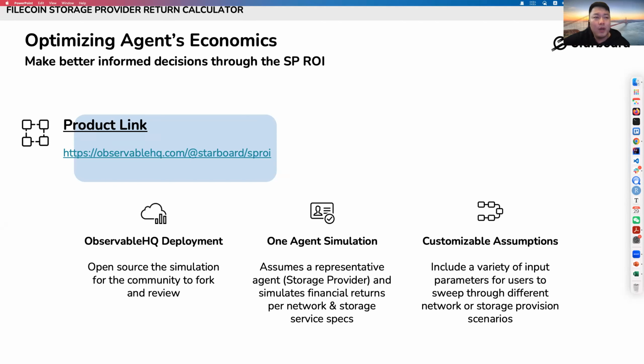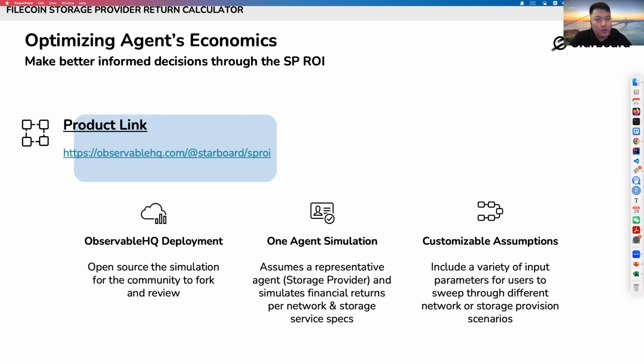Basically we conduct a one-agent simulation. We assume that there is a representative storage provider in the network, with the appropriate network assumptions, and each of you has different cost structures and financial investment terms. With that particular investment tracking in mind, what is the storage provider's return when this agent commits resources into the network? So we provide that level of one-agent simulation to gain some insights into economic activities. Basically, one agent against the entire network.